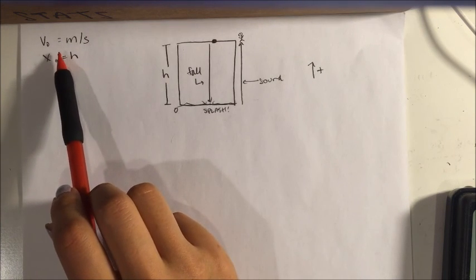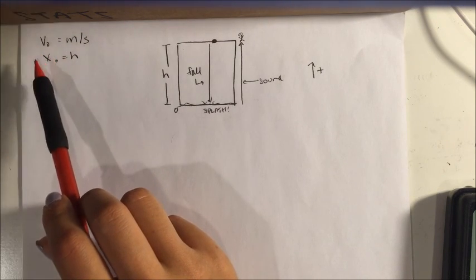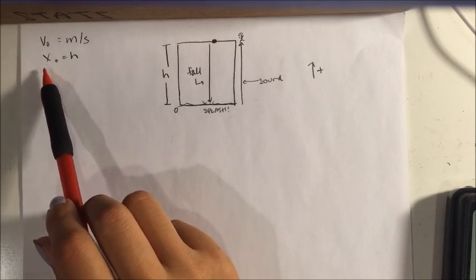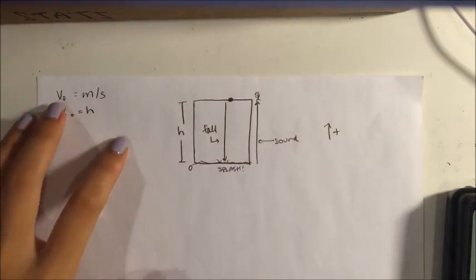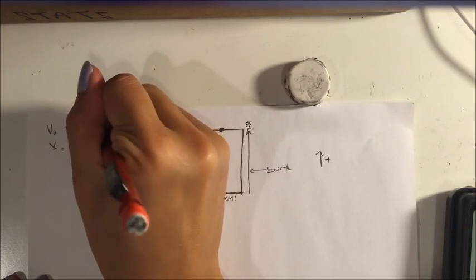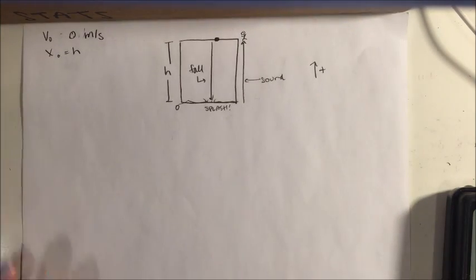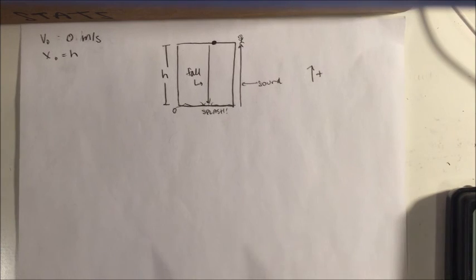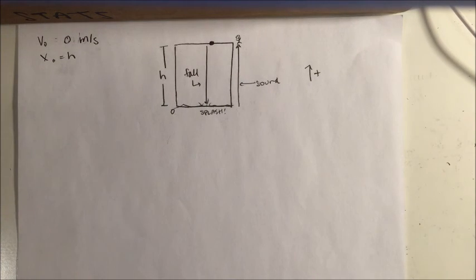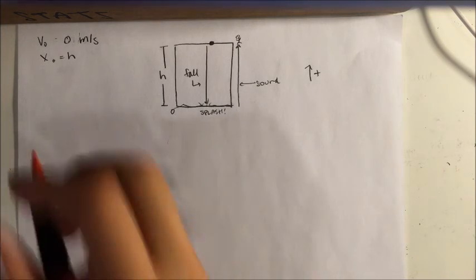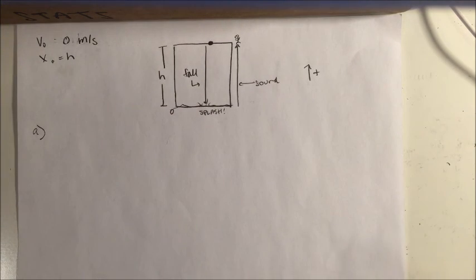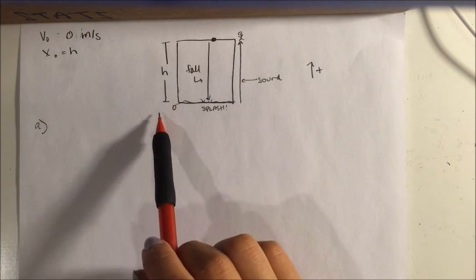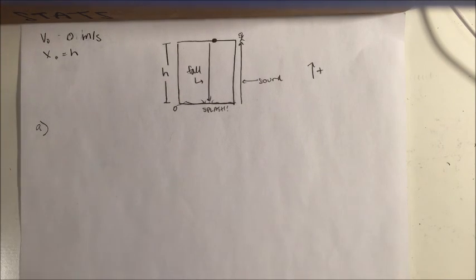I've also said that since the rock is being dropped from rest, our initial velocity is 0 meters per second. And this is the positive direction. Okay, so I'm going to begin my process now. Part A is asking, how deep is the well? So basically, what is H in essence?